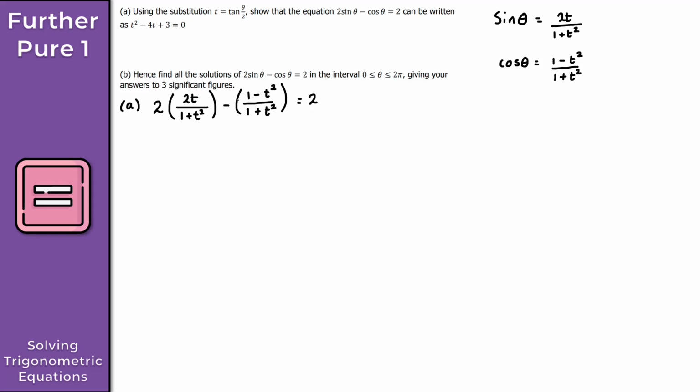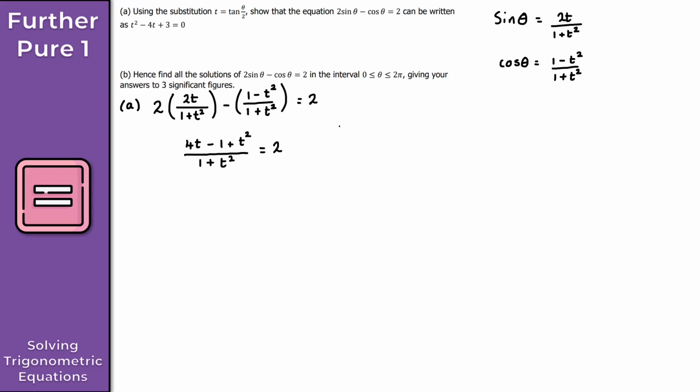So this left-hand side would be over a common denominator. Our common denominator here is 1 plus t squared. So we can write this over a single denominator. Expanding out, I get 2 lots of 2t, so that's 4t. We then get minus 1 and minus t squared. So just take care here with the signs. That gives me plus t squared. And that's all over 1 plus t squared, and that's all equal to 2.